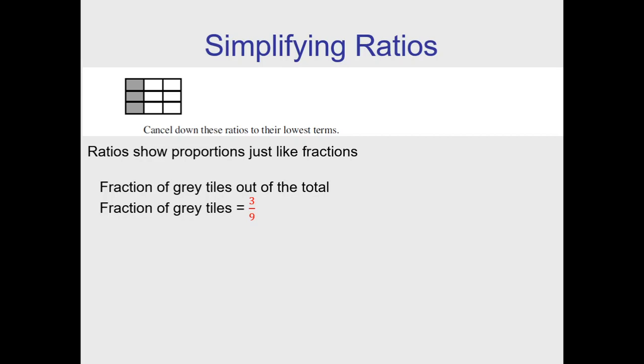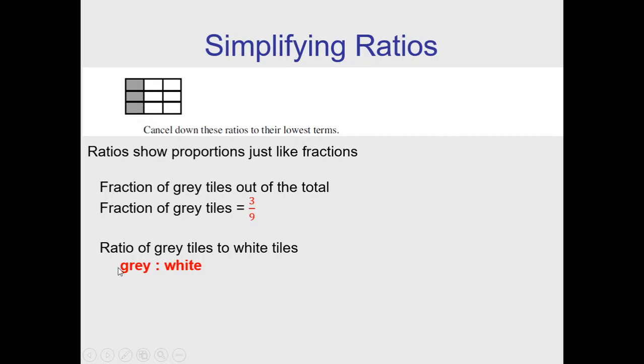Ratios, on the other hand, don't generally talk about parts of the total. They usually talk about one section of the total compared to the other section of the total. So I usually define my ratios in words to clarify what each part represents. So here I'm looking at the number of gray tiles as compared to the number of white tiles. So underneath the gray here, I'm going to write 3 because there's 3 gray tiles. And underneath the white, I'm going to write 6 because there's 6 white tiles.